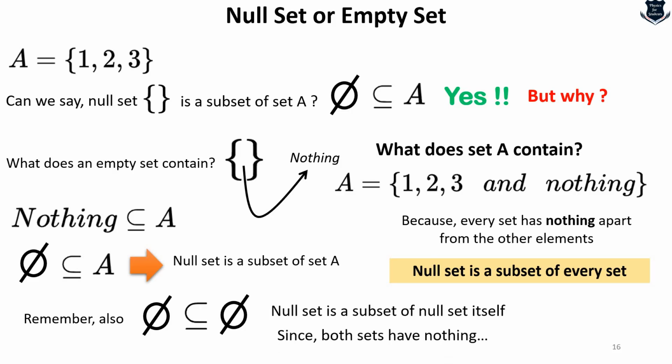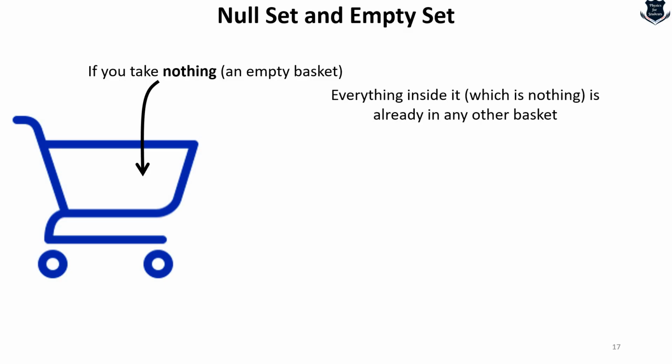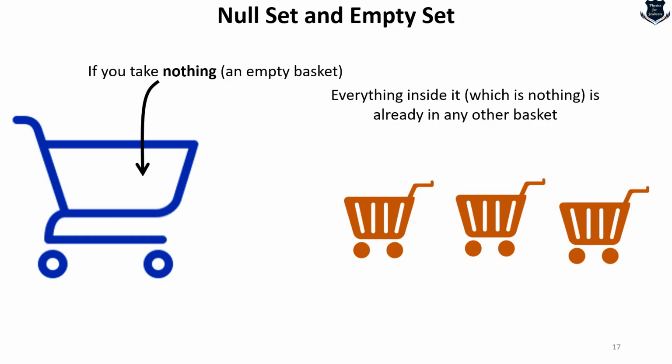Let me give you a little bit easier example, not in terms of mathematics but a pictorial description, which will make things easier. Now consider this to be a basket. It has got absolutely nothing, so what is it? It's a null set. So if you take nothing, that is an empty basket, then everything inside it, that means the nothingness, is already in another basket, isn't it? So any empty basket, for example 1, 2, 3, these baskets are always a part of the big basket.